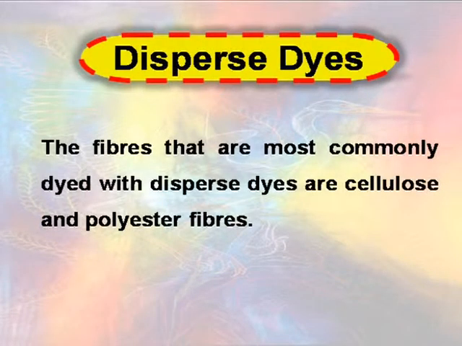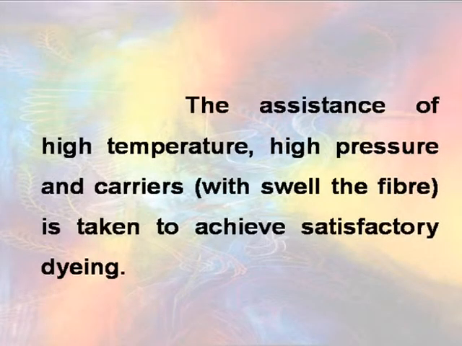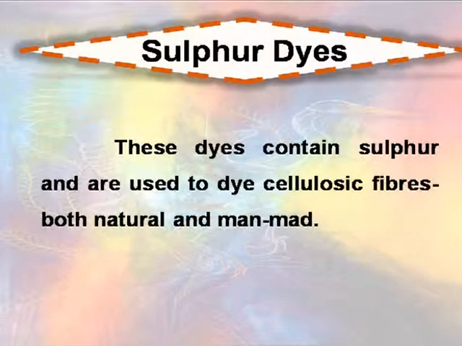Disperse dyes. The fibers that are most commonly dyed with disperse dyes are cellulose and polyester fibers. The assistance of high temperature, high pressure, and carriers is taken to achieve satisfactory dyeing. Sulfur dyes. These dyes contain sulfur and are used to dye cellulosic fibers, both natural and man-made.